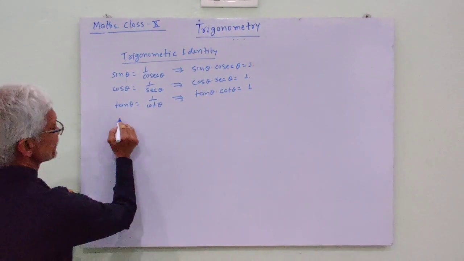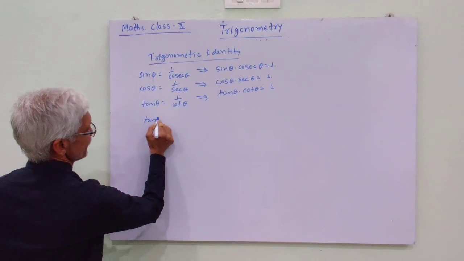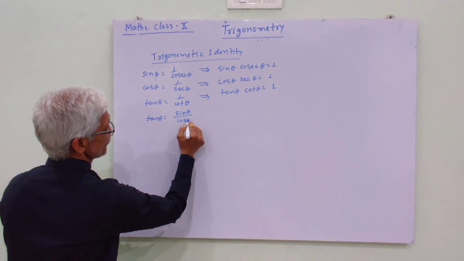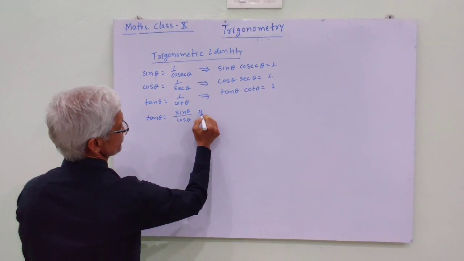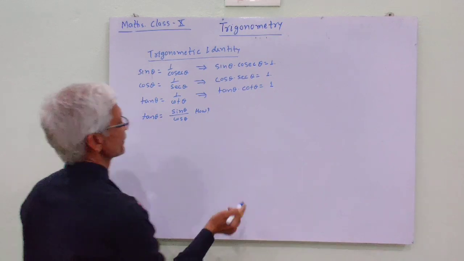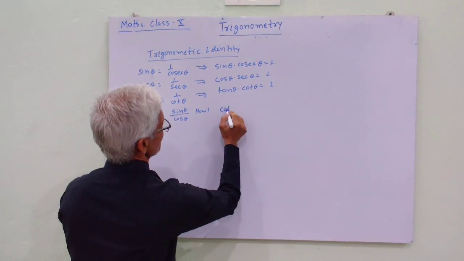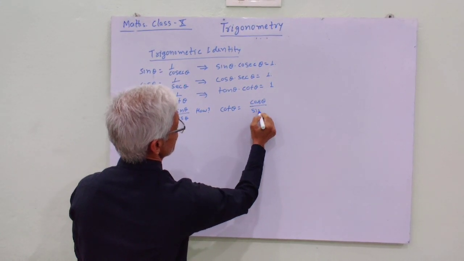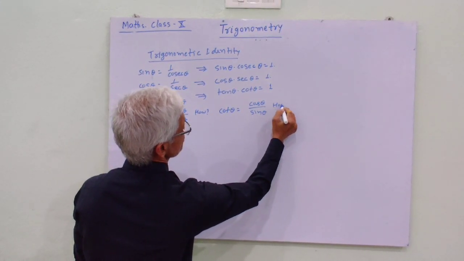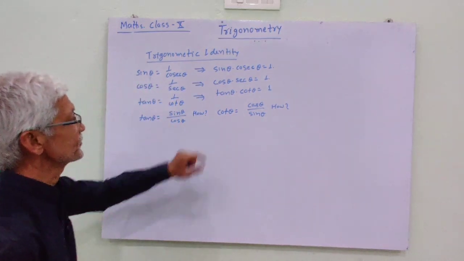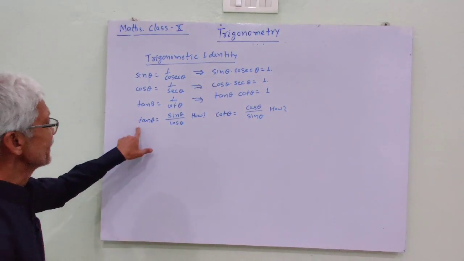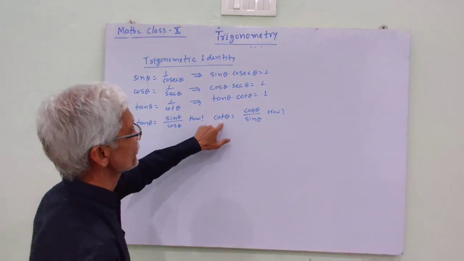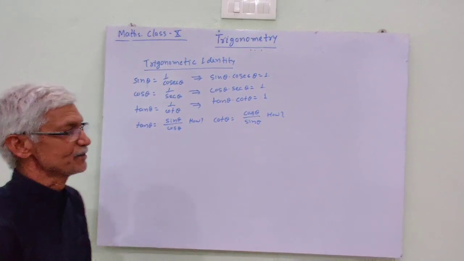Similarly, we can also find that tan theta is equal to sin theta upon cos theta. How will you find this? And cot theta is equal to cos theta by sin theta. You will find this, but these are the identities: tan theta is equal to sin theta upon cos theta, cot theta is equal to cos theta upon sin theta.